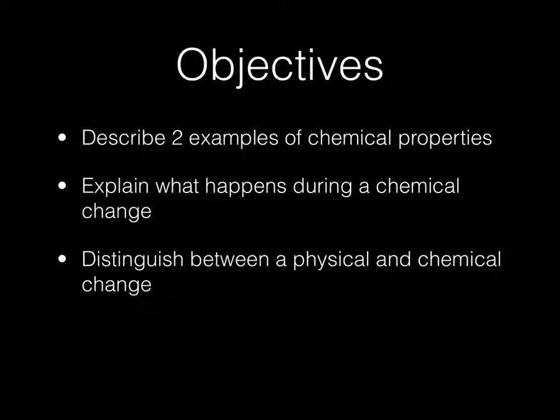Taking a look back at the objectives, are you able to describe two examples of chemical properties? The two examples would be flammability and reactivity. Can you explain what happens during a chemical change? During a chemical change, the substance is chemically altered. The composition of the substance actually changes. And can you distinguish between a physical and a chemical change? In a physical change, the substance is not altered, but a chemical change, it is and turns into a new substance.